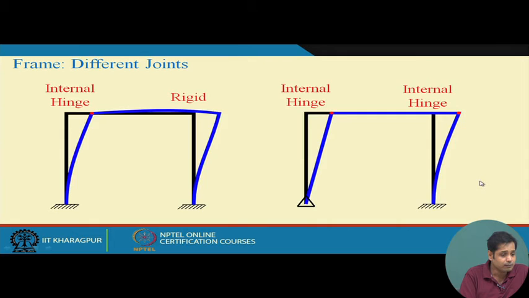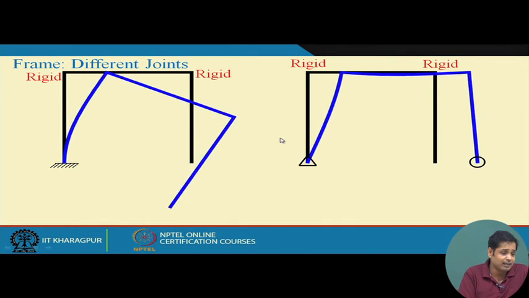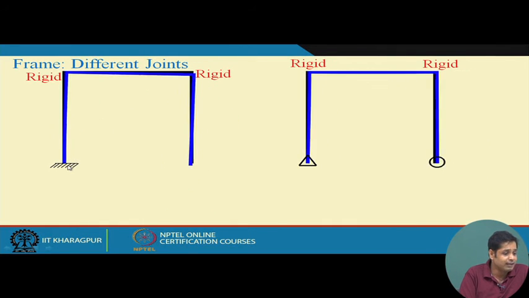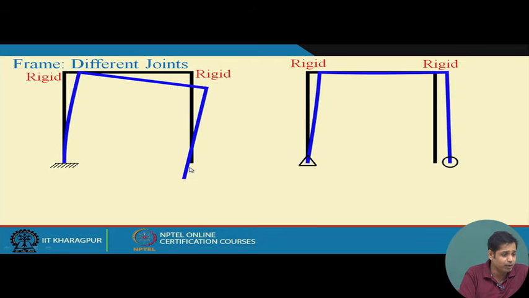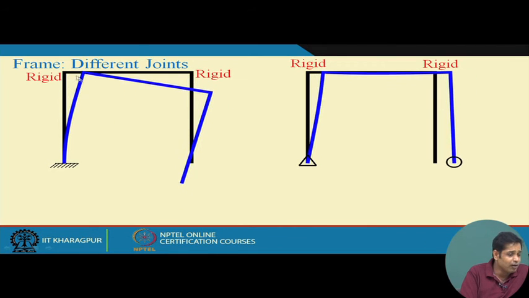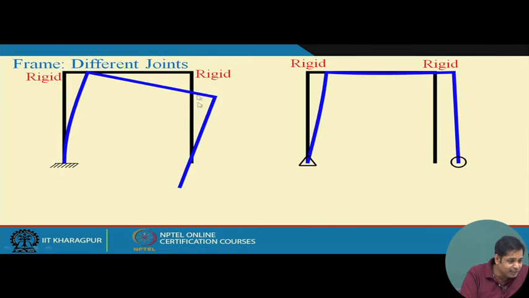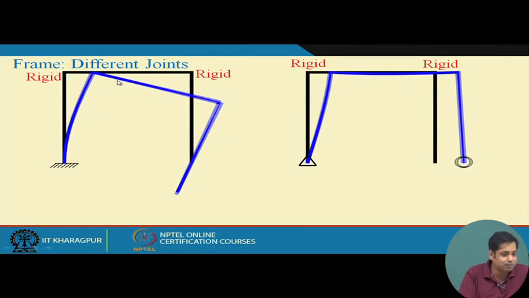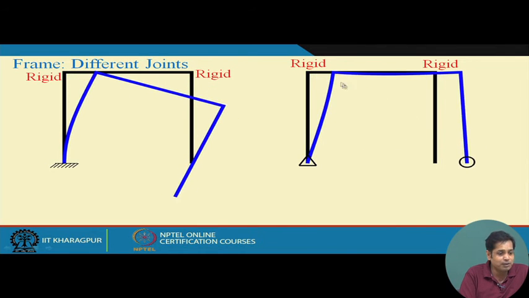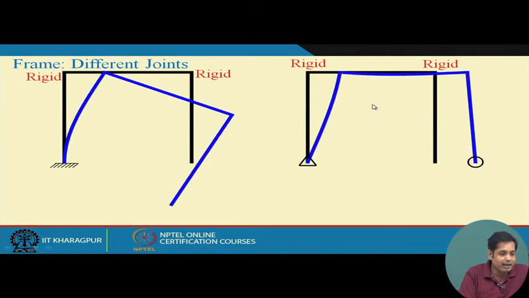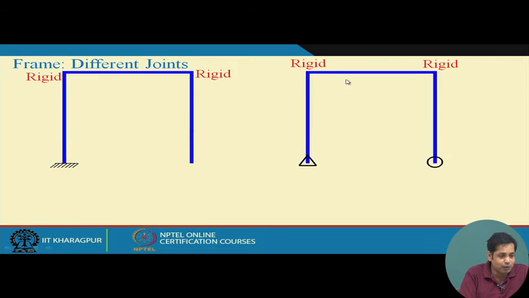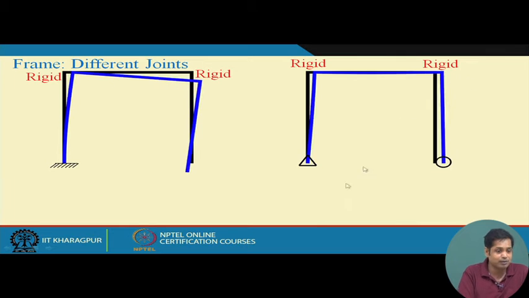Now this is another example. It's a cantilever frame kind of thing. One end is fixed, but at the other end there is no support, and you see how it behaves. These joints are rigid joints, and you see the 90 degree angle is preserved. In this case also these joints are rigid joints, but this is hinge and this is roller, and the 90 degree angle is preserved. If you draw slopes, the angle between these two slopes will be 90 degrees. Here also the same thing.